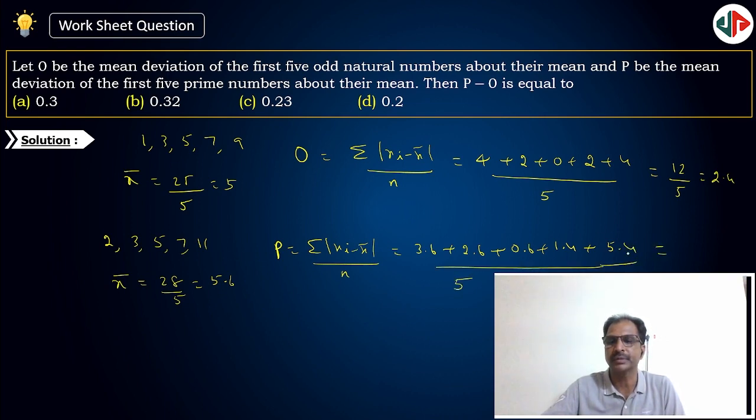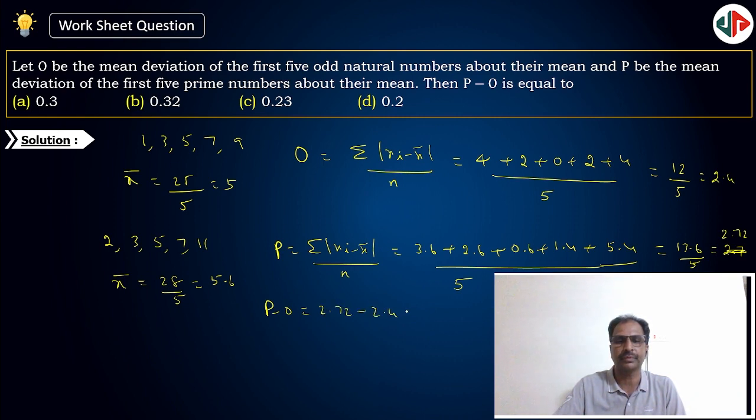If we simplify this, 6.8, 7.4, 10, 13.6 by 5. This is 5 to 10, 36, 5 7 35. So it is 2.72. Now P minus O, 2.72 minus 2.4, 0.3. Option B.